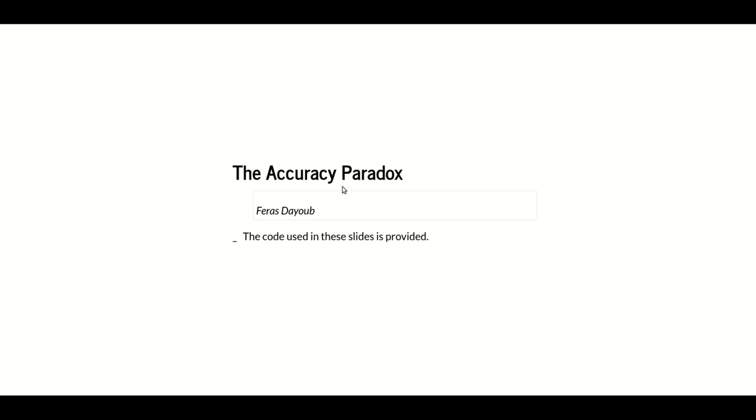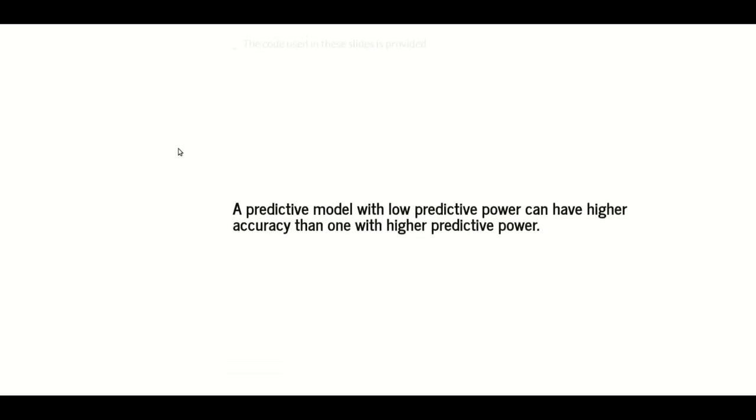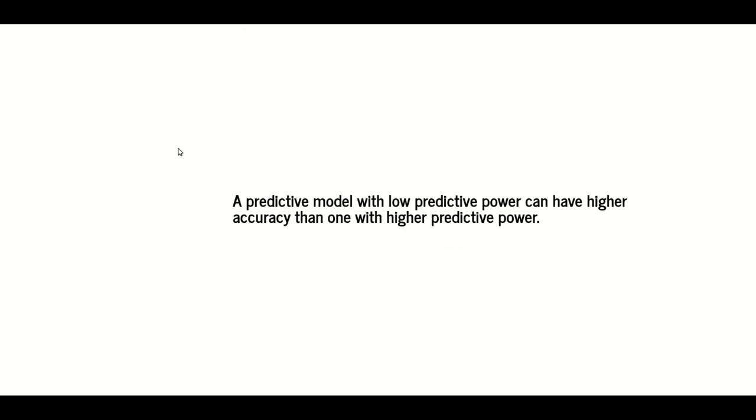Let me introduce you to the accuracy paradox. The accuracy paradox states that a predictive model with low predictive power can have higher accuracy than one with higher predictive power. In order to unpack this paradox, I will use the following example.